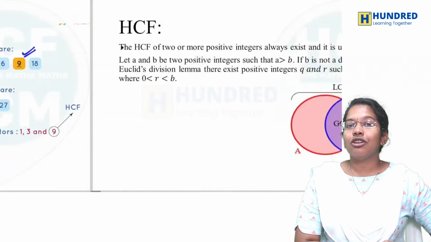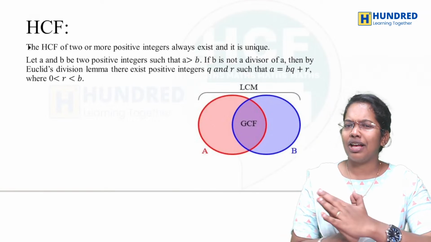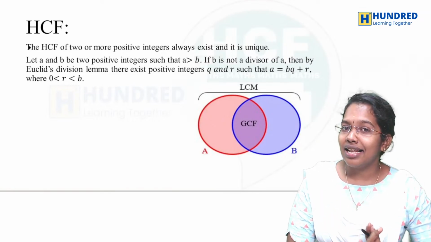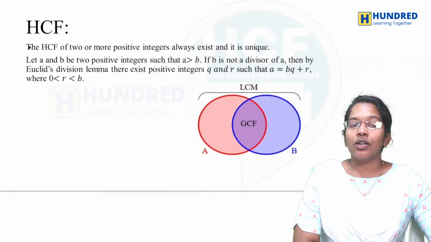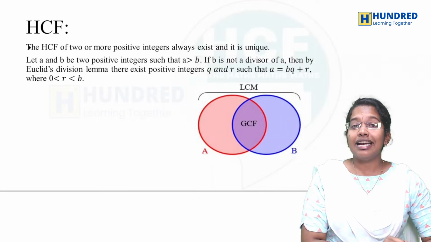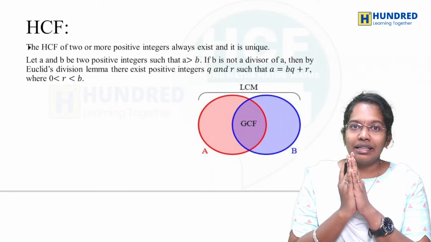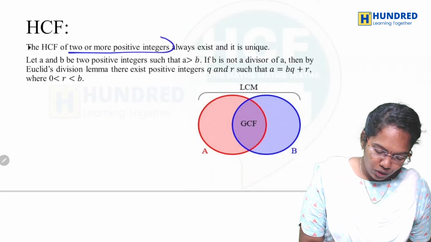Now let's move to the two important things you have to know about HCF. I already told these things in the last class also; if you missed the class, just go and check it out. Let's start with that important point: the HCF of two or more integers will always exist.